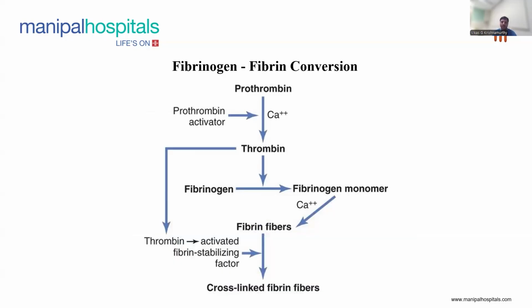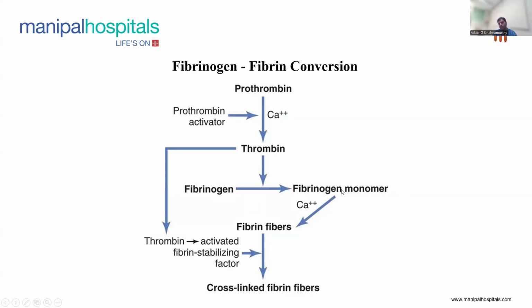So conversion of soluble fibrinogen to insoluble fibrin is a crucial step in blood clotting. Whenever there is an injury, it triggers the coagulation cascade that activates prothrombin into its active form, that is thrombin, in the presence of factor 10A, factor 5A and also calcium. This thrombin acts as a protease and cleaves fibrinopeptides A and B from the fibrinogen, forming fibrin monomers.